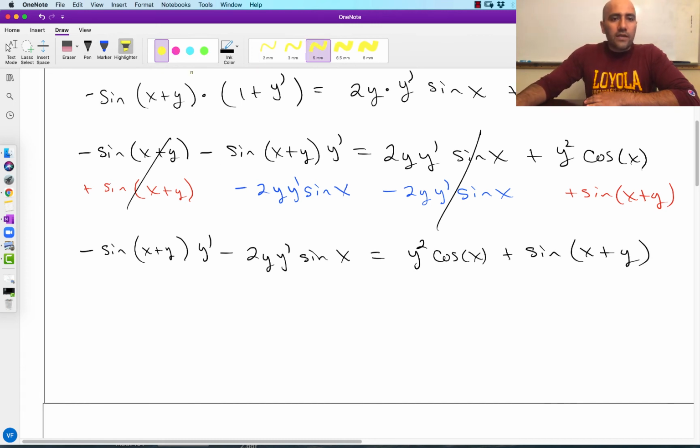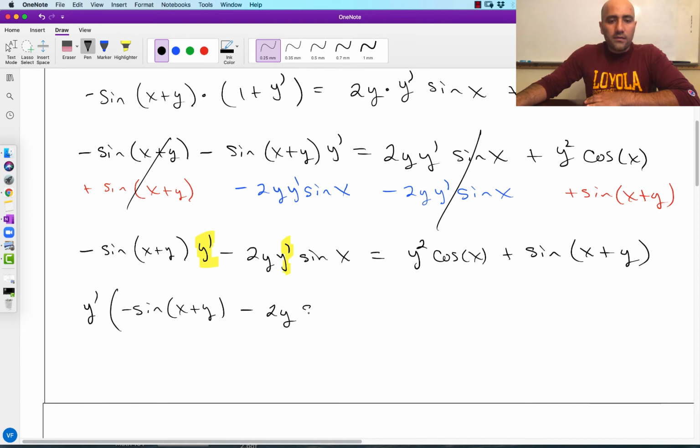Good. Okay, so now we factor the y prime. We factor the y prime, and we get y prime times negative sine x plus y minus 2y sine of x equals this, y squared cosine of x plus sine of x plus y.